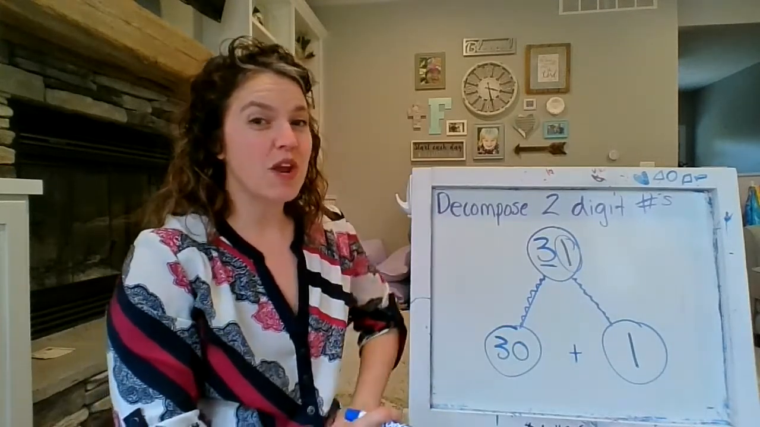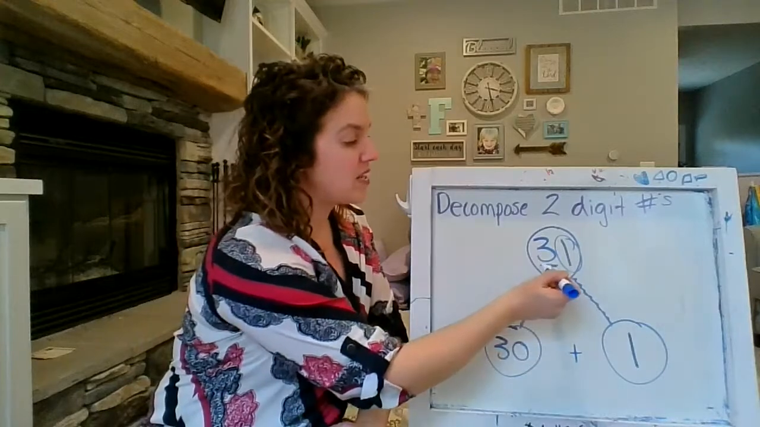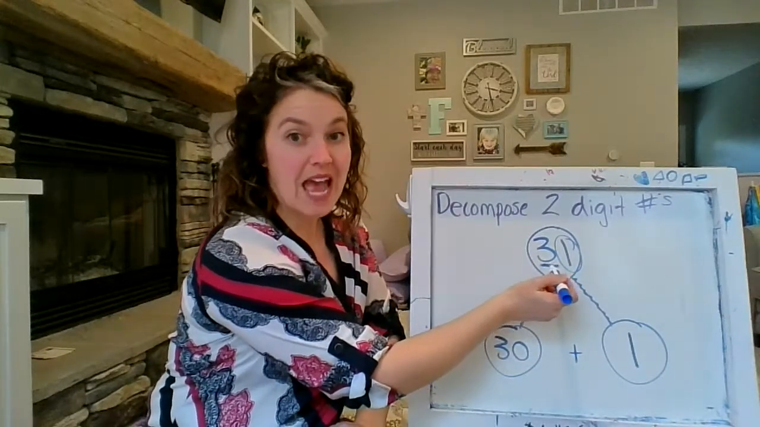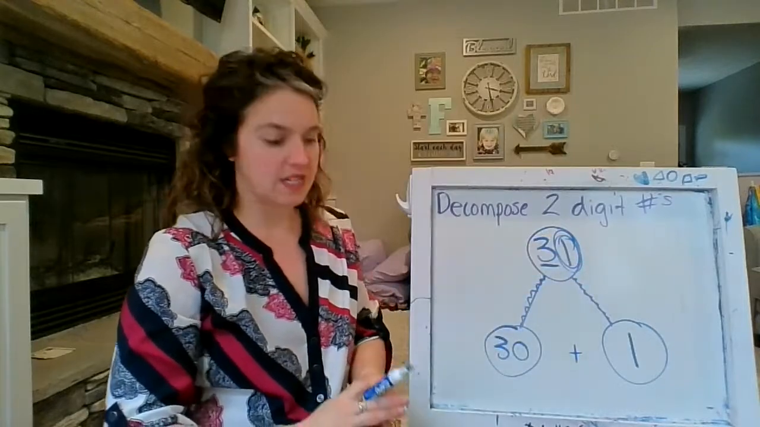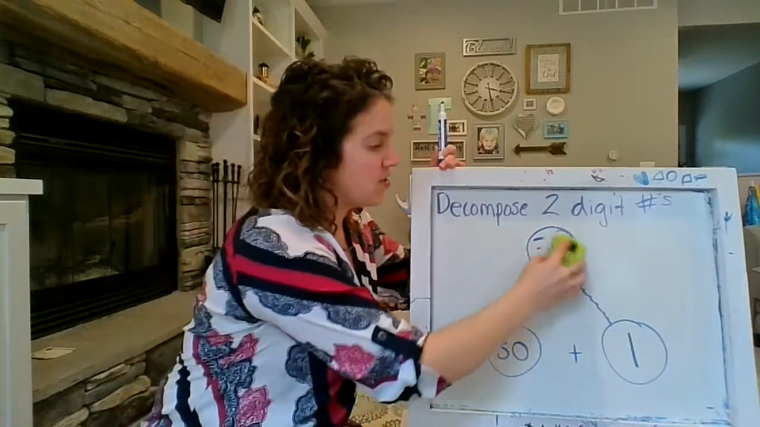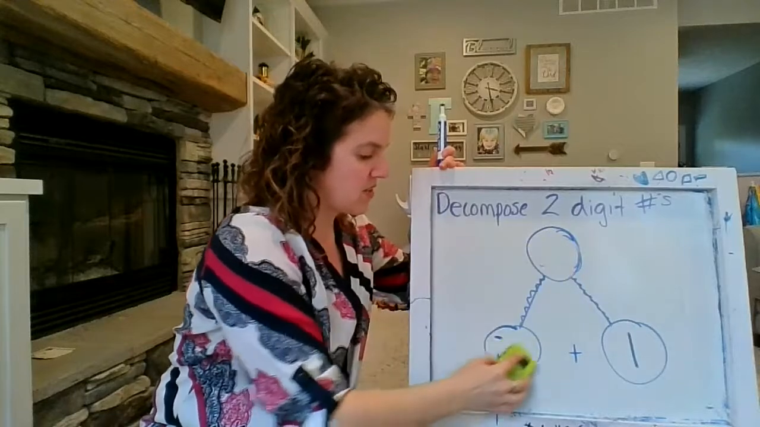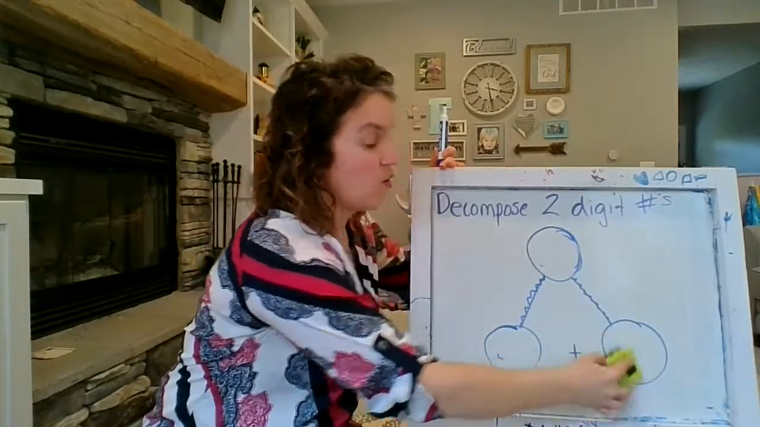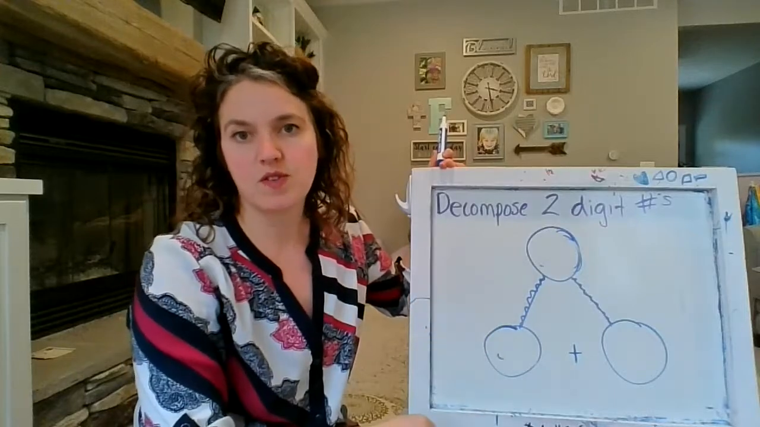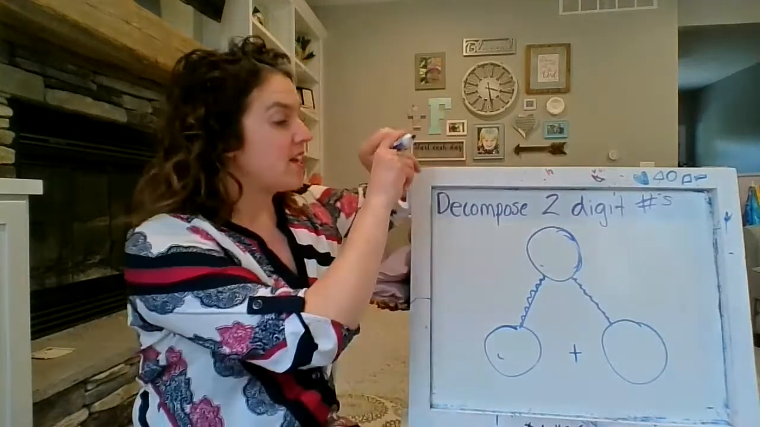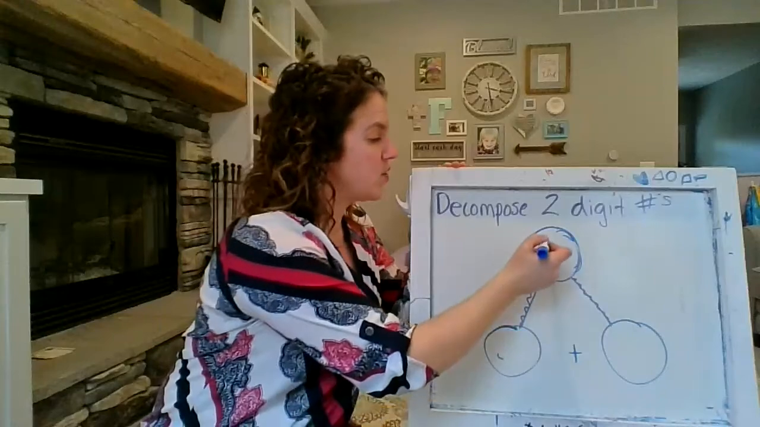Now that I showed you what I'm looking for, what is the value of this tens digit, and what is the value of this ones digit? So you can either just erase the numbers that are in the center, or if you're using a piece of paper, you can go ahead and draw 3 more circles. Here's our next number.